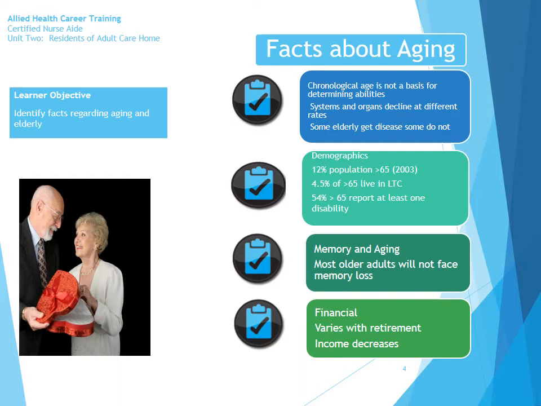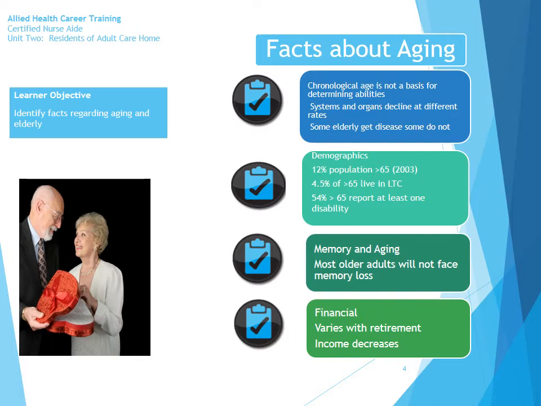Finances vary with retirement. Some people only rely on Social Security, which is not a whole lot. And some people had jobs that they worked at for 40 years and get a great retirement. So really depends on what kind of job that you had when you were working and what kind of retirement you saved for and what kind of retirement that your company paid for. Your income will decrease with retirement because you're not working anymore. So you might be on what's called a fixed income, and I'm sure you probably heard about that too.